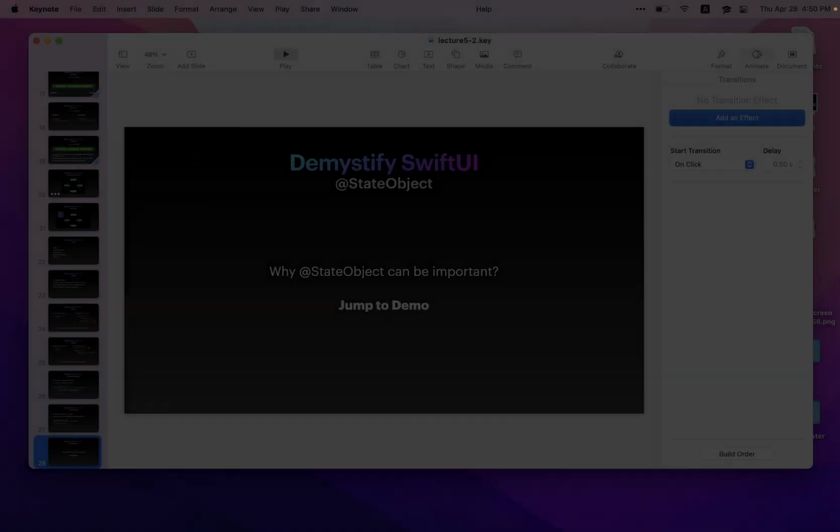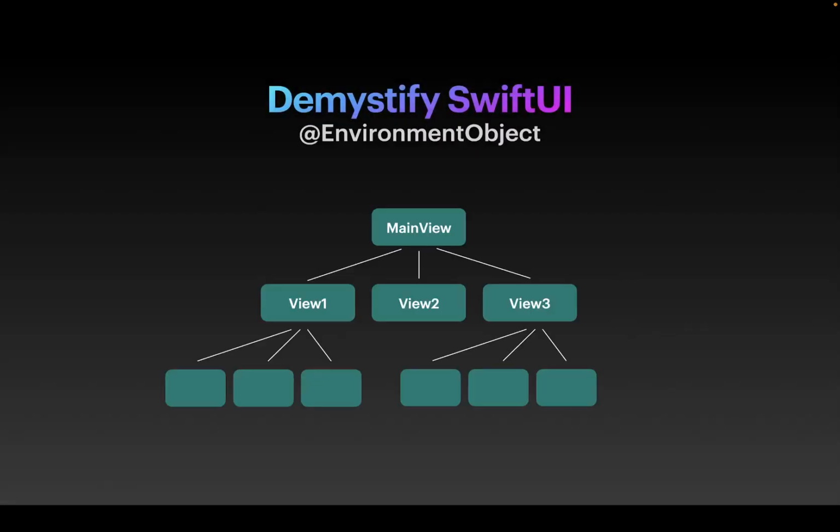Okay, now let's go back to this one. Now let's talk about the environment object. It's actually required in assignment 2, but it's literally just one line of code. Usually you're going to see it as an abstract way of presenting all the different layers of views in some apps.